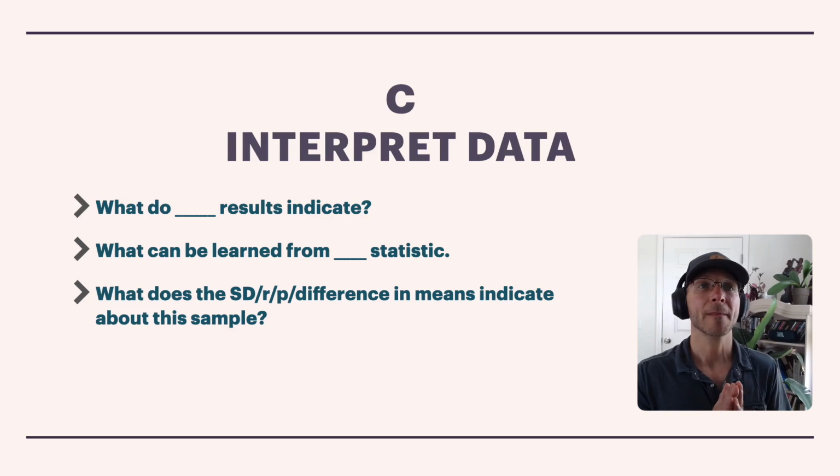Third part, interpret the data. What do X results indicate? What can be learned from the X statistic? What does the standard deviation indicate? The R, which is a Pearson's R, which is correlation? What is the p-value, which tells you whether your study was statistically significant or not? What do the differences in means between these two groups indicate about the sample or about the study that they're working on?